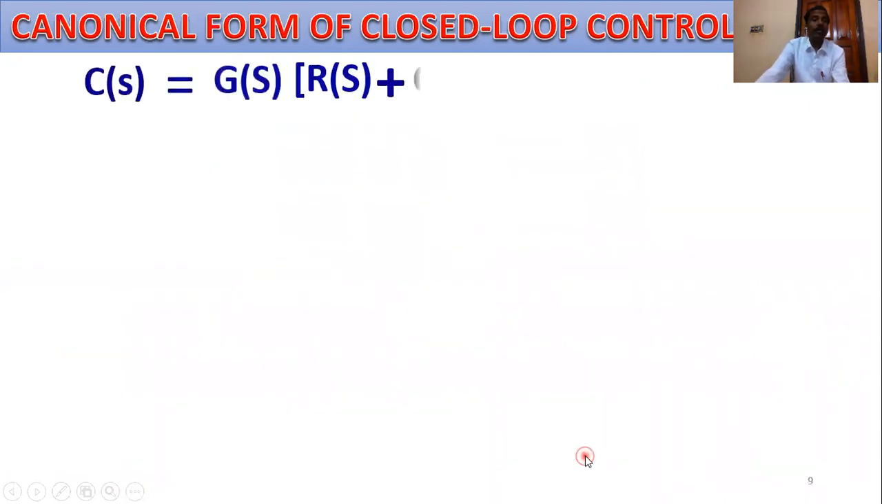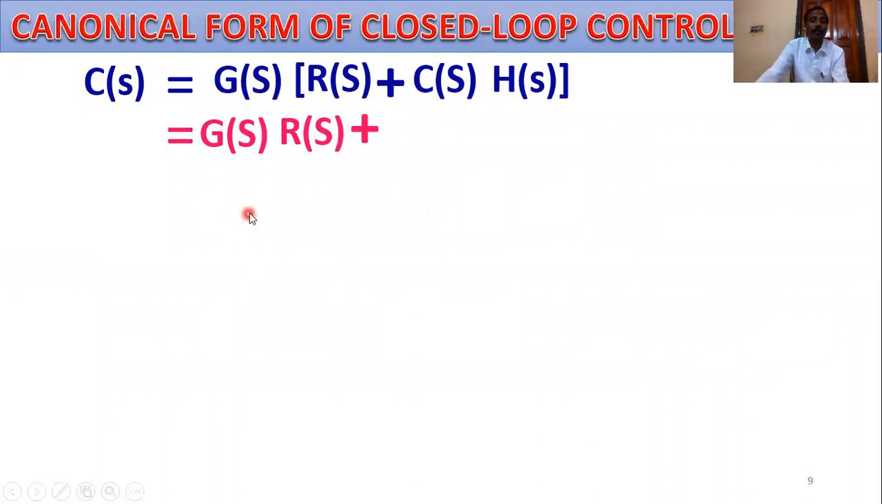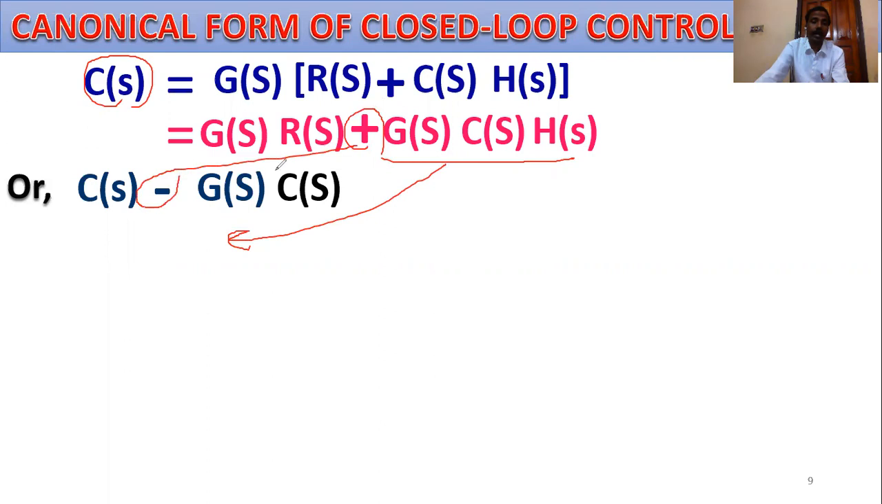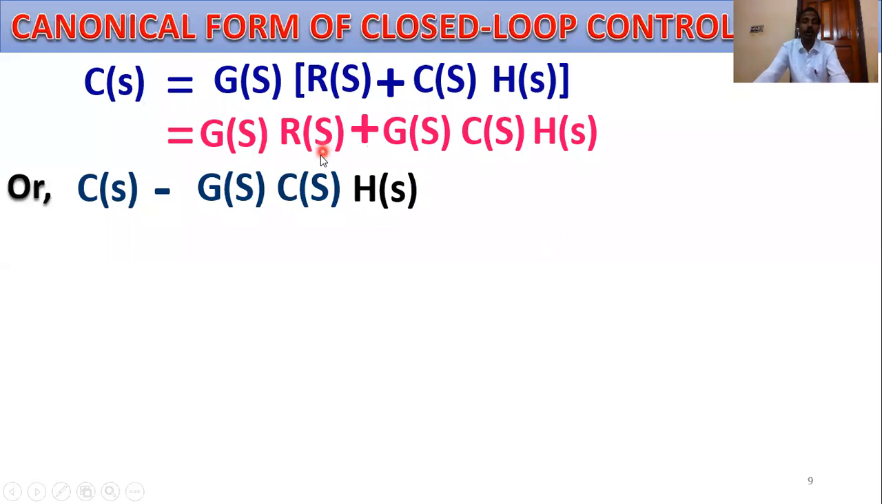Then repeat the equation: C(s) equals G(s) into R(s) and G(s) into C(s) into H(s). Then left hand side C(s), and just shift the right hand side term to the left hand side. This is the term, and this is the minus sign. So again, this is equivalent to G(s) into R(s). So C(s) minus G(s) into C(s) into H(s) equals G(s) into R(s).